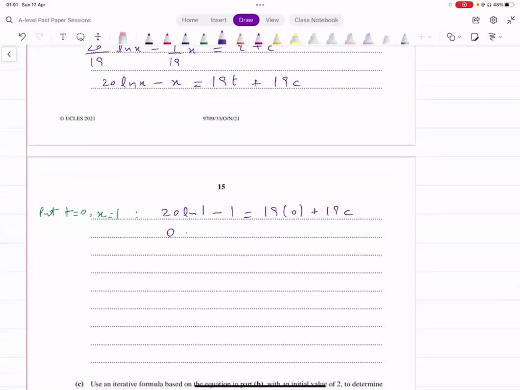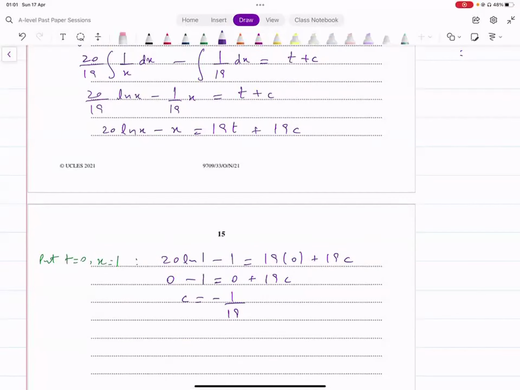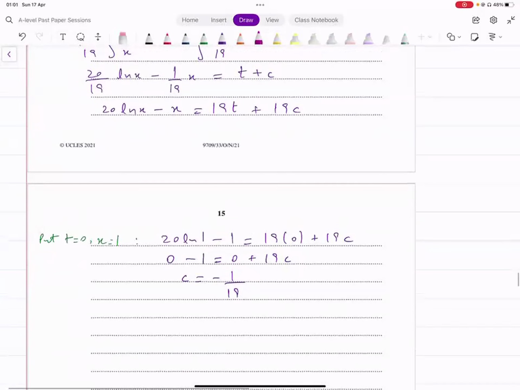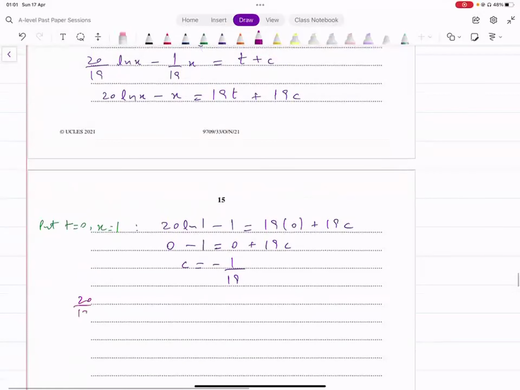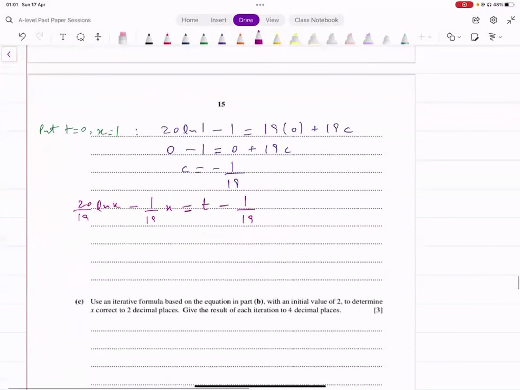ln 1 0 हो गया. 0 minus 1 that equals 0 plus 19c. c की value यहाँ पे हमारे पास आ रही है minus 1 over 19. ठीक है, इस तरह से हमारे पास minus 1 over 19 c की value आ गई. Now we've got that equation. That equation is 20 over 19 ln x minus 1 over 19 x equals t minus 1 over 19. And if we just multiply the whole equation by 19, we get 20 ln x minus x equals 19t minus 1.